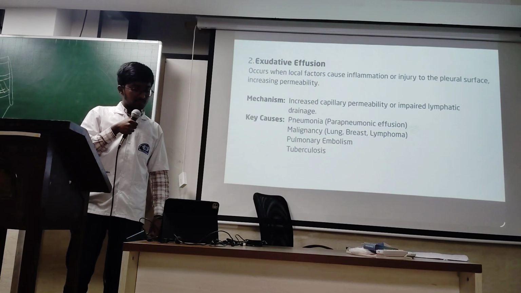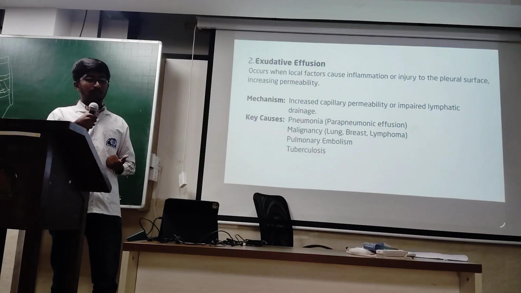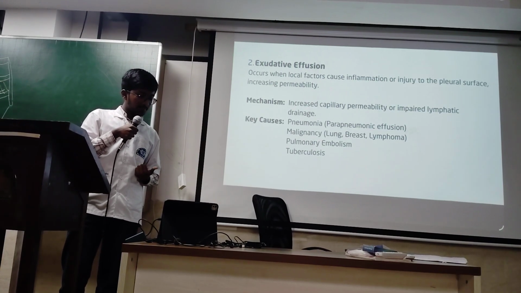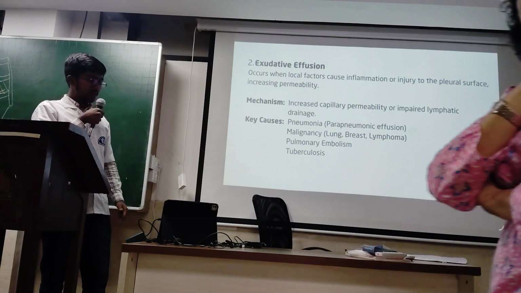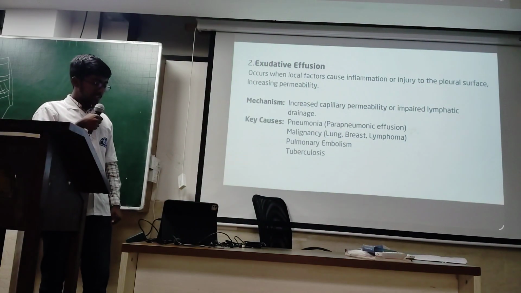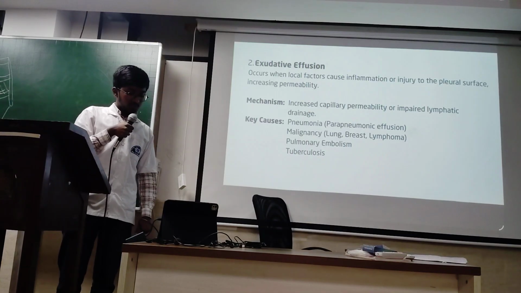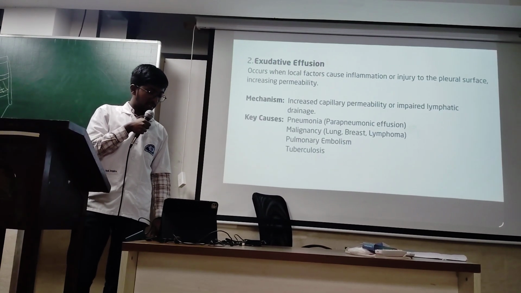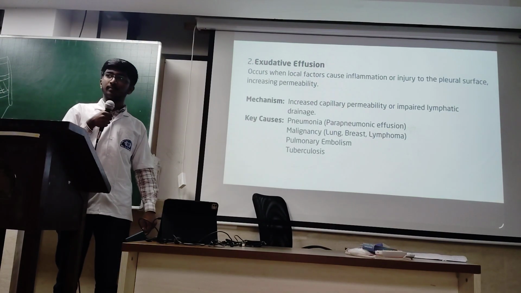Then we have the exudative effusion. Exudative effusion takes place when there is damage to the pleura due to inflammation or injury. So the mechanism here is increased capillary permeability, in which the capillary endothelium is damaged, or impaired lymphatic drainage, in which obstruction of lymphatics takes place. The causes here are pneumonia, malignancy, pulmonary embolism and tuberculosis.